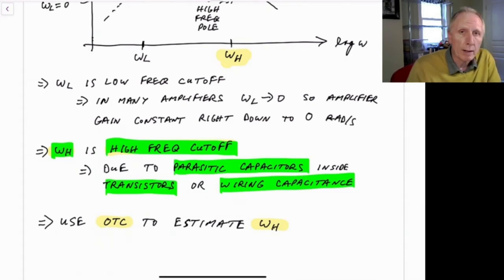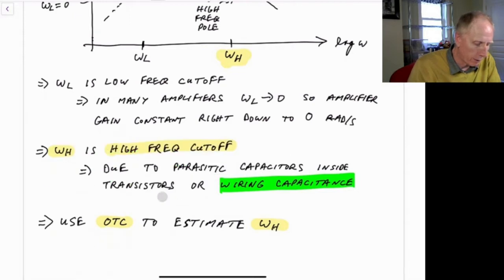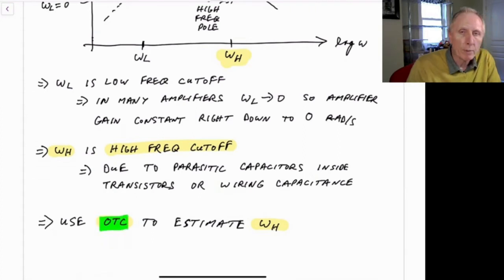Now sometimes you want that high frequency cutoff to be lower than what the parasitics might give, and you might add intentional capacitors in order to reduce the high frequency cutoff if you find that there's high frequency noise that you want to reduce. This analysis will work in either case. Now what we want to use is the open circuit time constant approach in order to estimate our omega h.